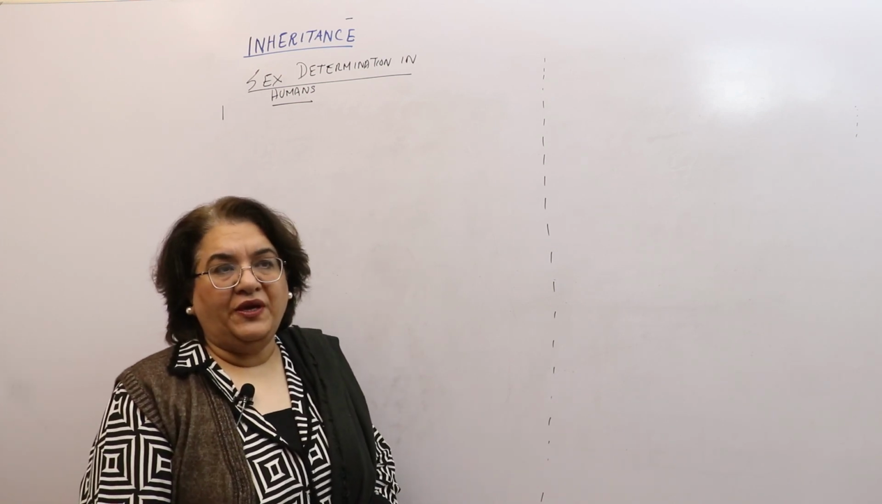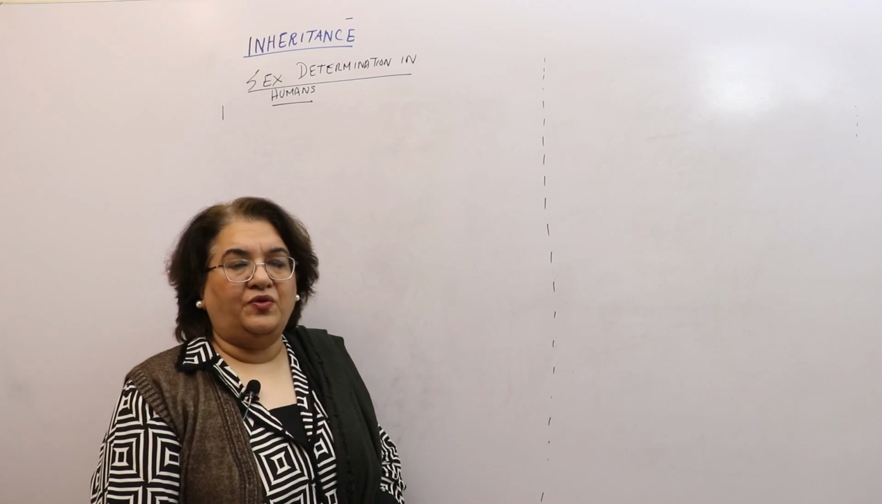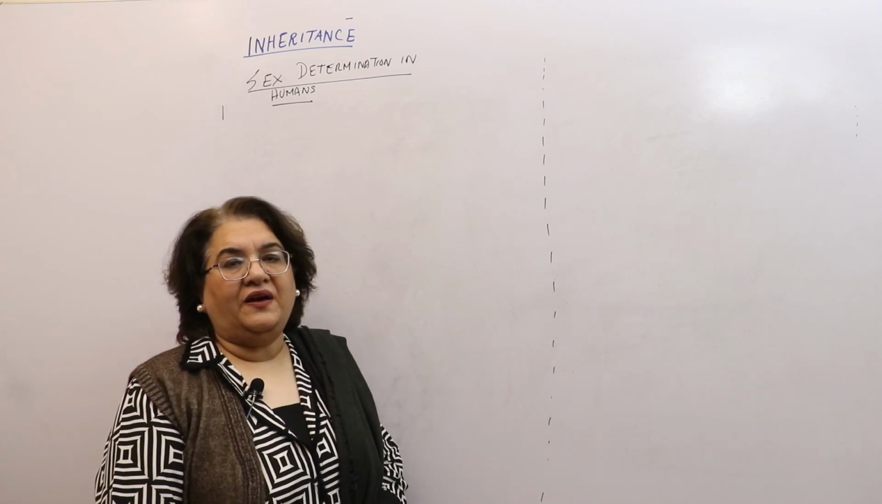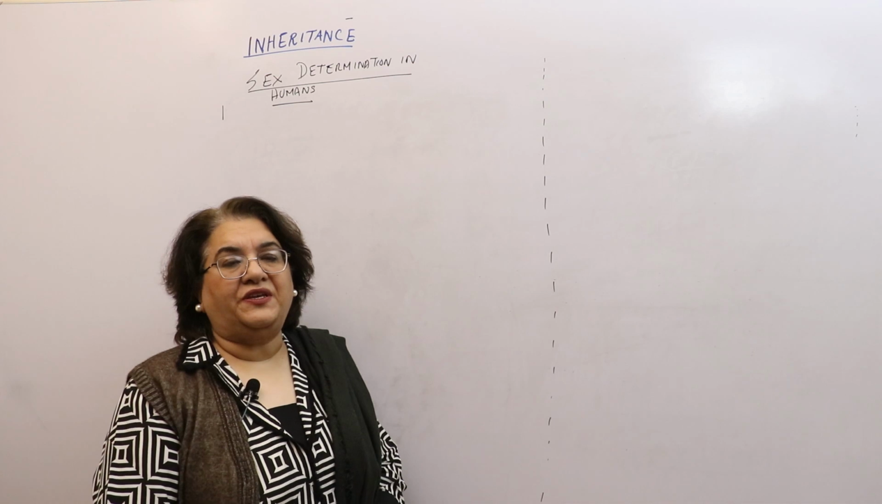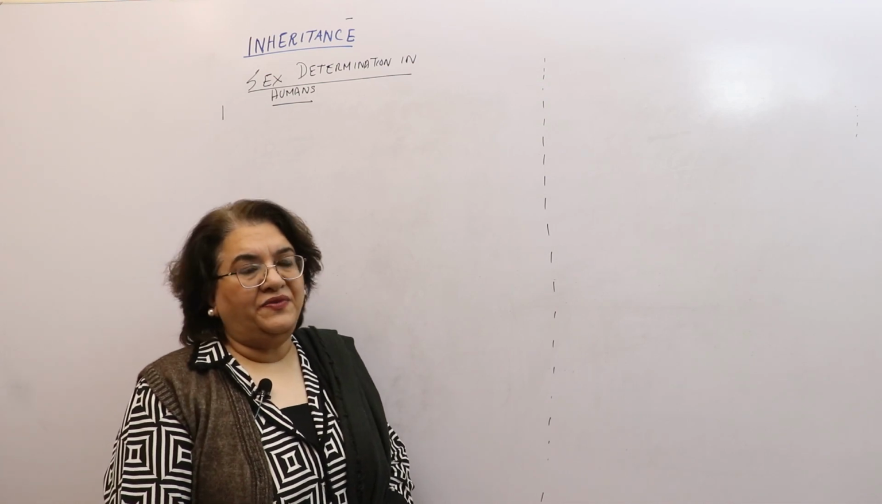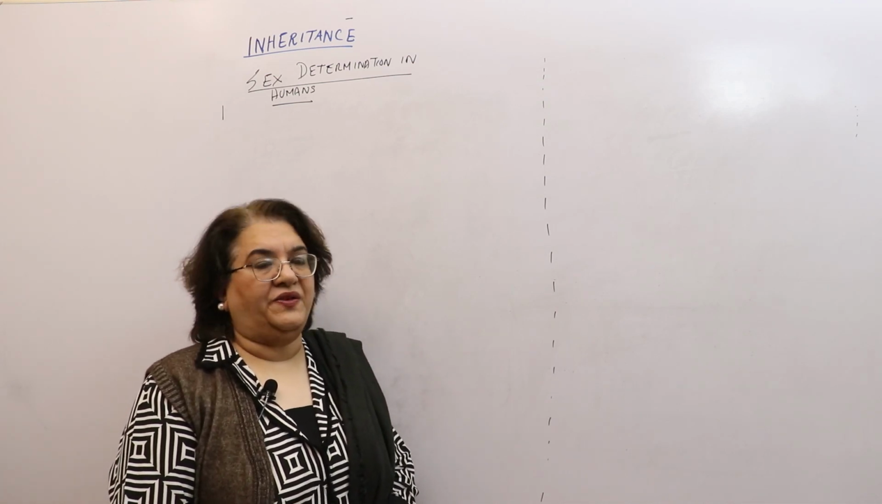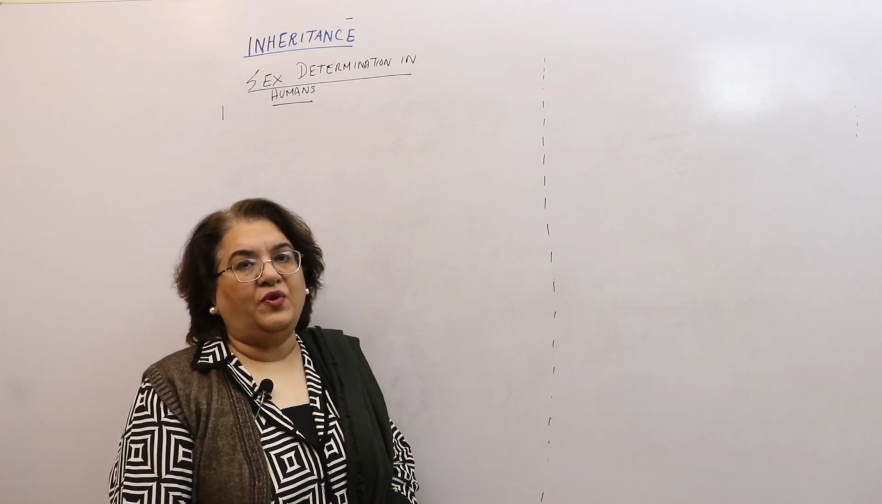Here we're looking at a series of lectures on inheritance. This lecture would be on sex determination in humans. Now we've done that there are 46 chromosomes present in the human nucleus, and we say that they are arranged in pairs, which are termed homologous pairs.